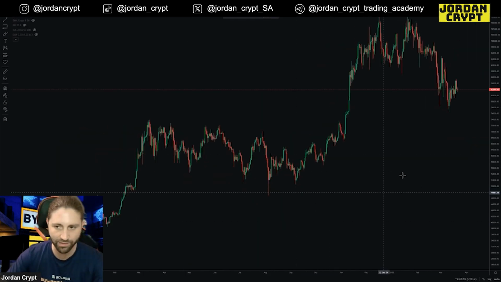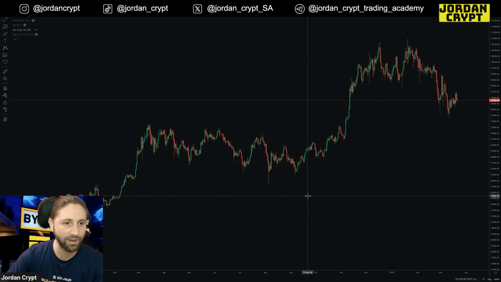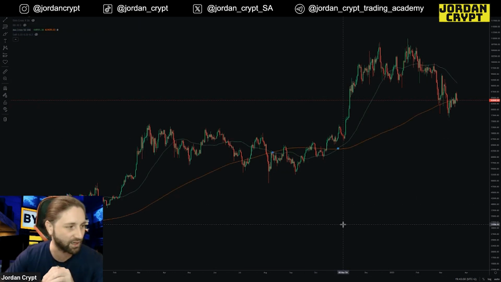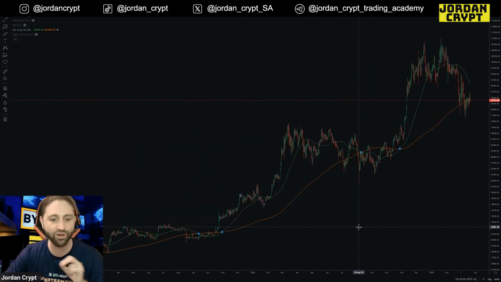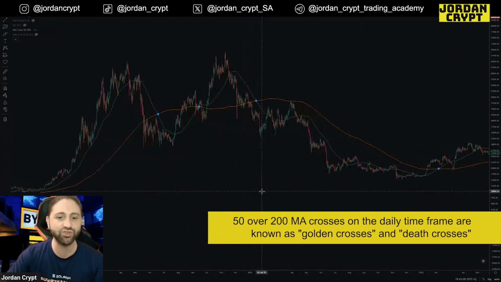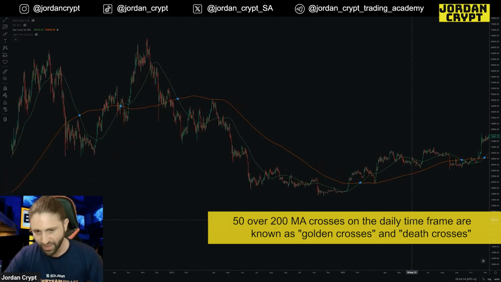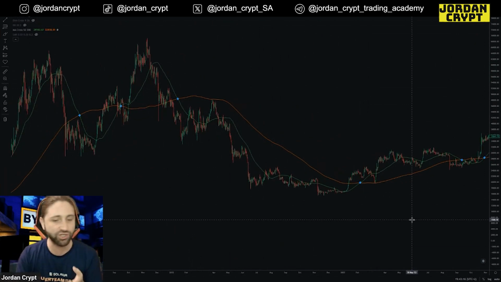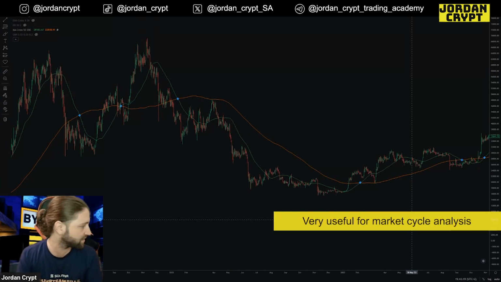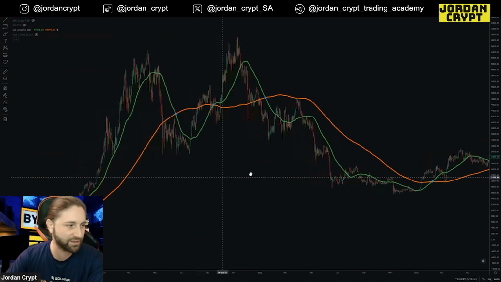First one we're going to talk about is to understand your larger trend. And you can see here on my moving averages, I have the 50 over the 200. This is known as our golden cross indicator, and it is extremely useful for understanding larger market trends. And on all markets, not just crypto, on indices, literally oil, gold, Forex, most traders will use this to understand their market cycle.